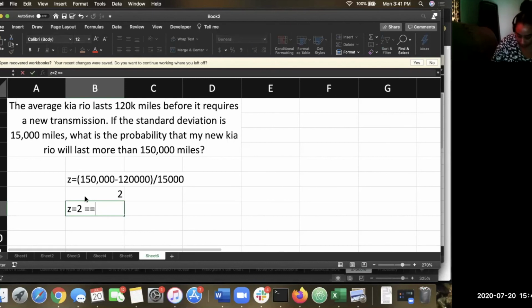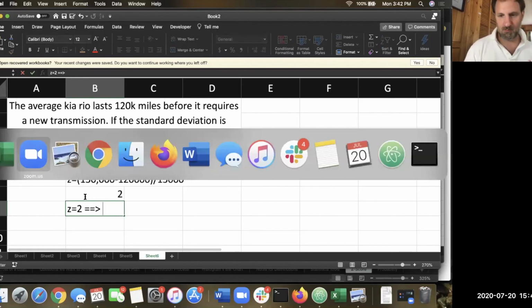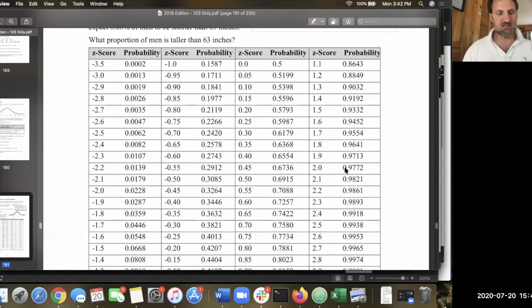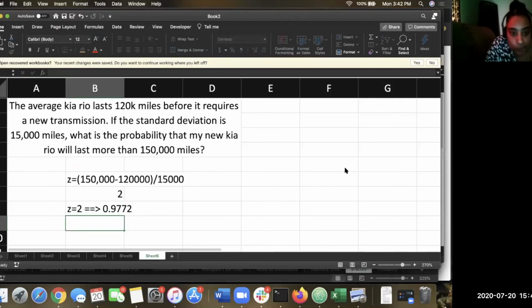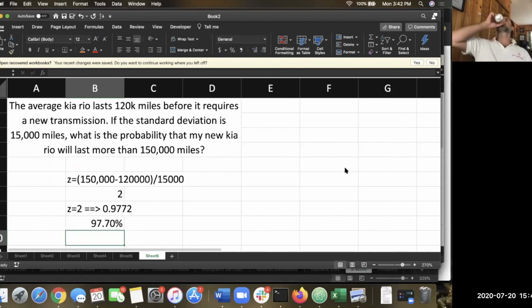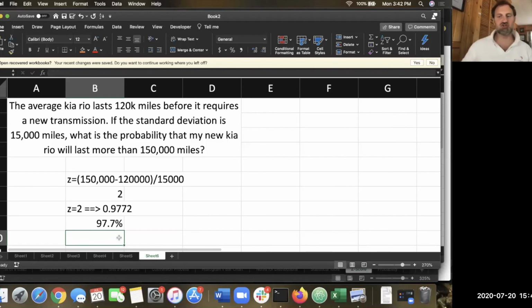From there, we're going to take it to its probability number. So we need the table for that. There's no rounding in this one. 0.9772. We can turn that into a percent. So it's about 97.7%, 98%, something like that. And so now we're at the last step, interpret. 97.7% chance that my Kia Rio is going to last more than that. Are we looking for the minority part or the majority part?